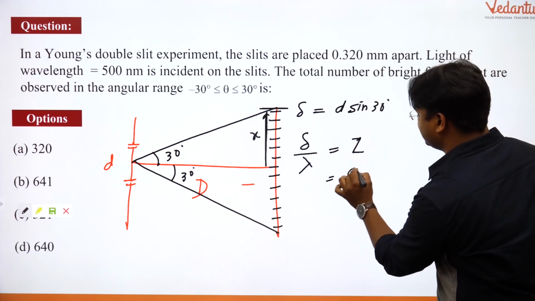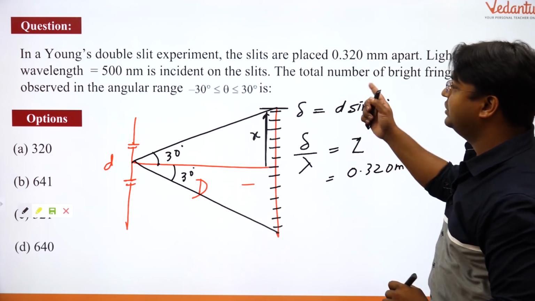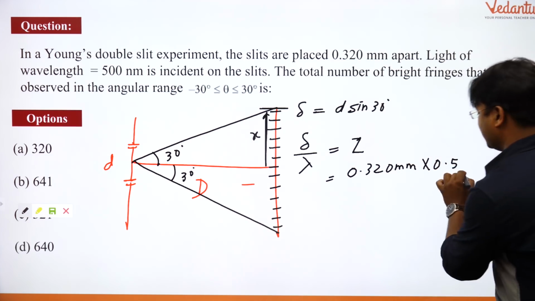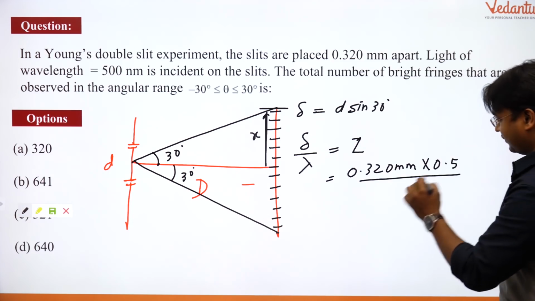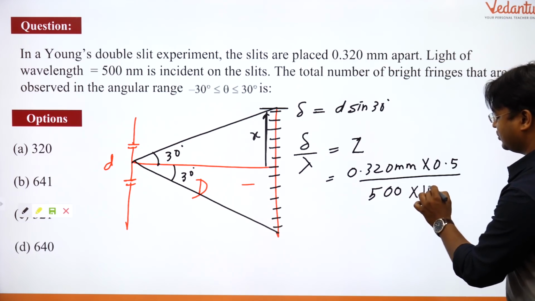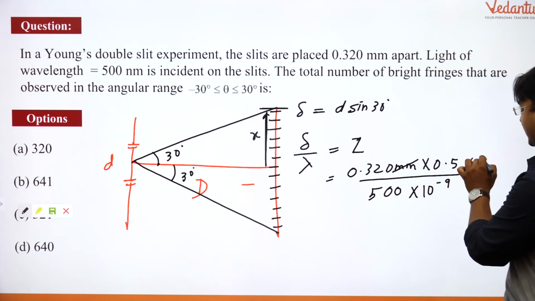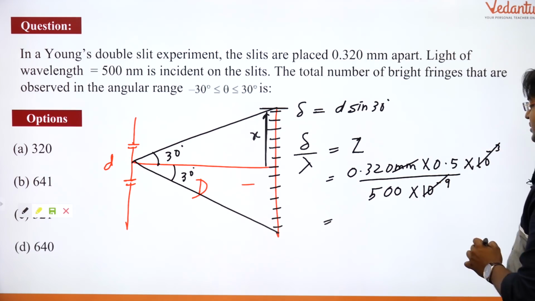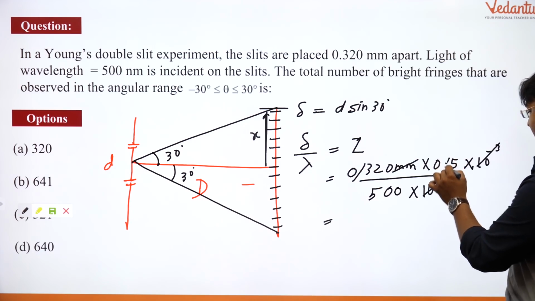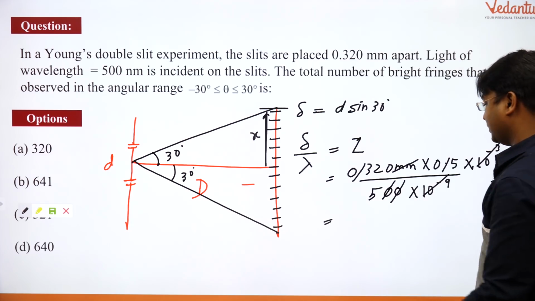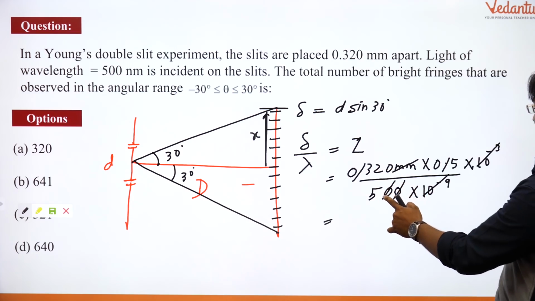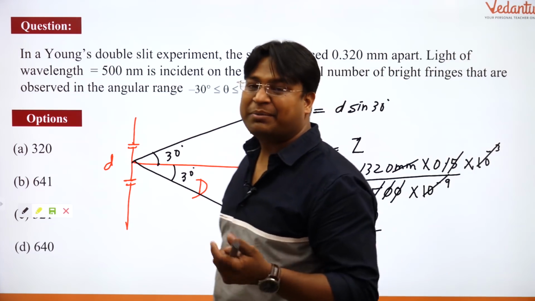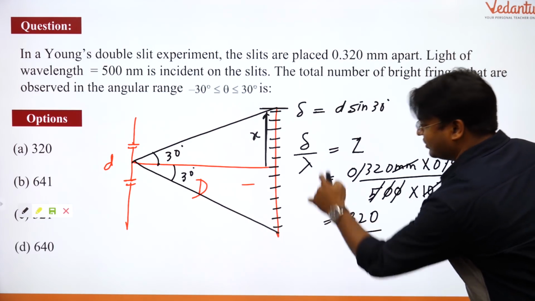d is 0.30 mm. Then sin 30 degrees will become 0.5, divided by wavelength. Wavelength is 500 nanometers, so we can write 500 into 10 raised to power minus 9. Let's get rid of this millimeter by putting a 10 raised to power minus 3 also. On doing the calculation, we get 10 raised to power 6, out of which 3 is gone, and I've got rid of all the zeros. The number that remains is 320 divided by 5 into 5, so this 5 also gets cancelled. So it's ultimately 320 only. What does that number represent? This number represents that delta by lambda is 320.